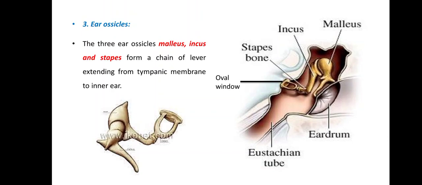So the three ear ossicles are malleus, incus, and stapes. In the left side figure you can easily identify the three main ossicles, the bones of the middle ear: malleus, incus, and stapes. The stapes has a paddle-like, flat oval-shaped structure, which is attached to the oval window.